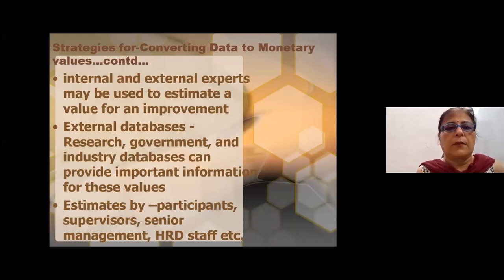Then internal and external experts may be used to estimate a value for an improvement. External databases and research: people sometimes have benchmarks, and research on how improvements have been converted into monetary values, that are already available, and industry databases can provide information. Then estimates by participants, like saying our performance after the training has increased 30%. It may be a rough estimate, but people who are really doing it will be able to tell you actually what has happened to them.